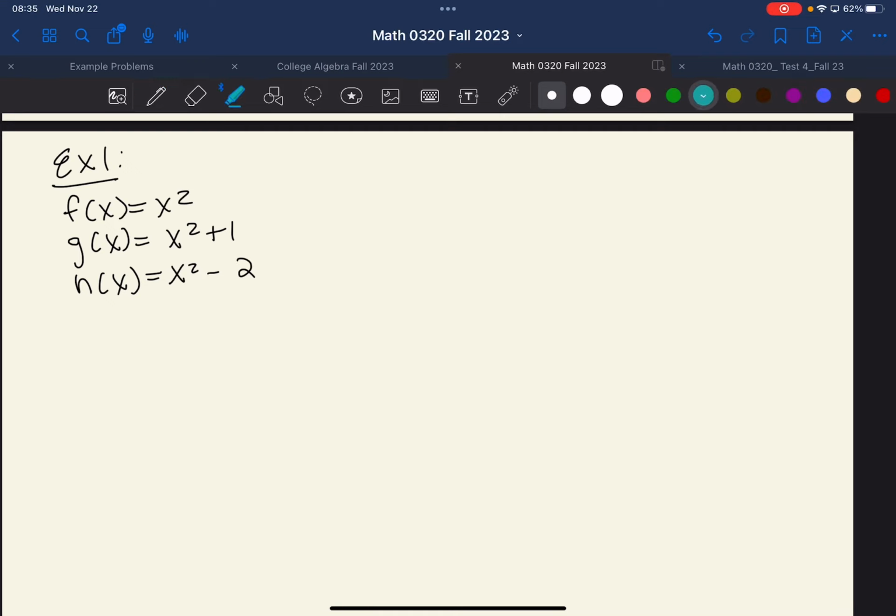Okay, so remember we said this is the parent function, meaning g of x and h of x are going to have a vertical shift. So looking at g of x, this plus 1 tells us we're going to have a vertical shift that goes which direction? Up or down? Up. So this is going to go up 1. H of x has x squared minus 2. That tells us we're going to have a vertical shift that goes which direction? Down 2. And we can see that in the graph.